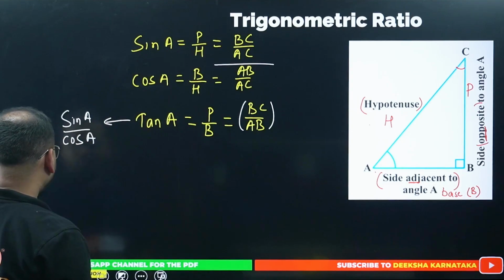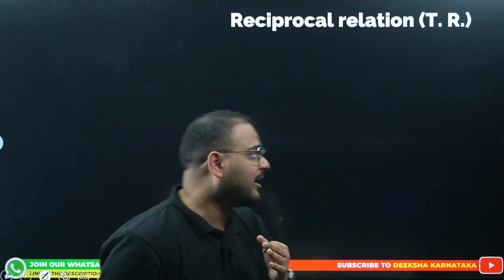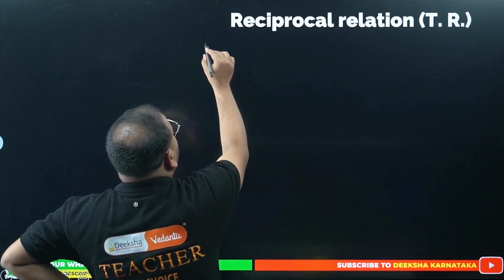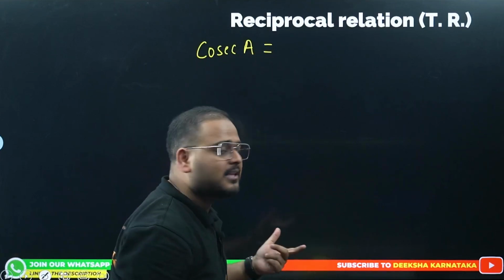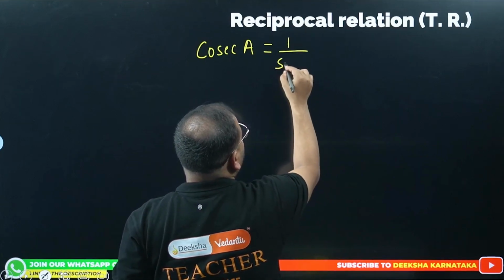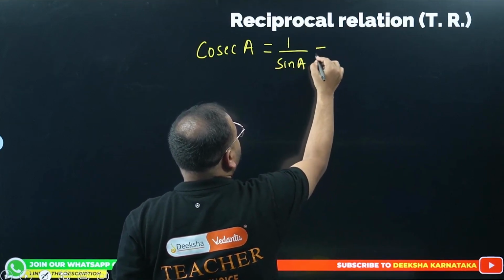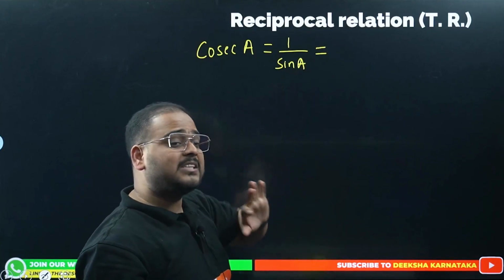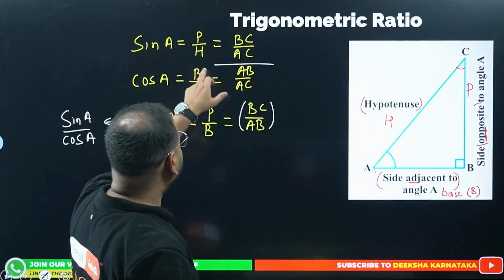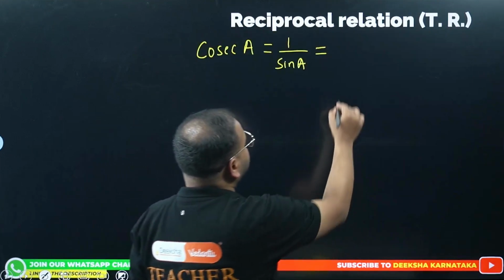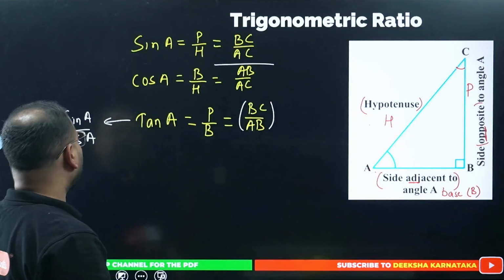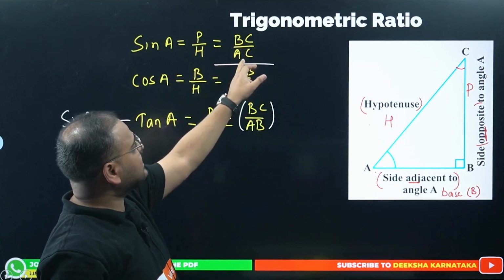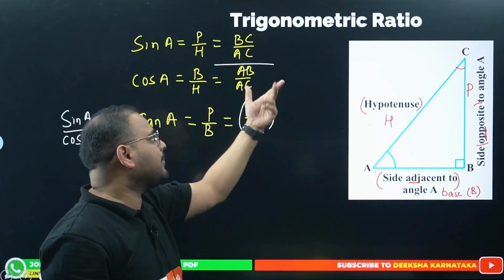Okay, let's move on. Next are the reciprocal relations. What are the reciprocal relations? We have three, right? For sine, we have what? We have cosec A, nothing but 1 over sine A. Sine A was P by H, so it will become H by P. Now what is H and what is P? We can obviously get it from here, no? H is AC, so BC by AC will become AC by BC.